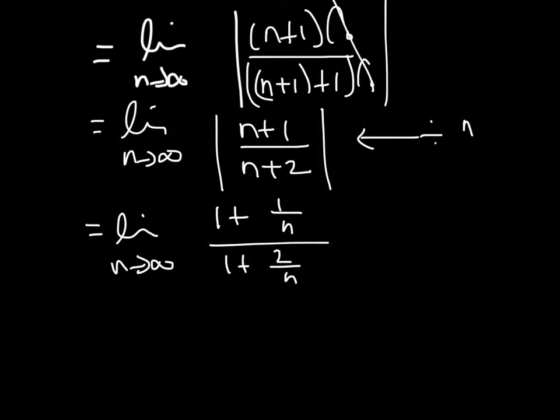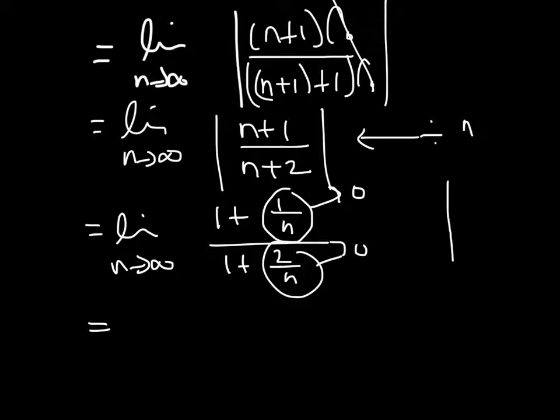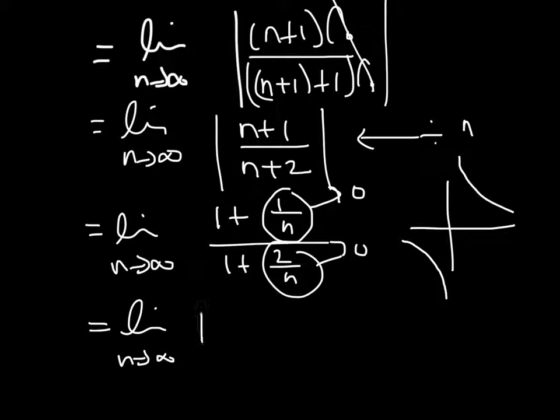The reason I did that is because now, when we take the limit as n approaches infinity, this goes to 0 and this goes to 0, because 1 over n, or 2 over n, looks something like this. As n approaches infinity, this function slowly gets closer and closer to 0. There's a horizontal asymptote on the x-axis, which never touches 0, but gets close to it. So we're really left with the limit as n approaches infinity of 1 over 1, or of 1, and the limit of a constant is just the constant. So here our radius of convergence is 1.